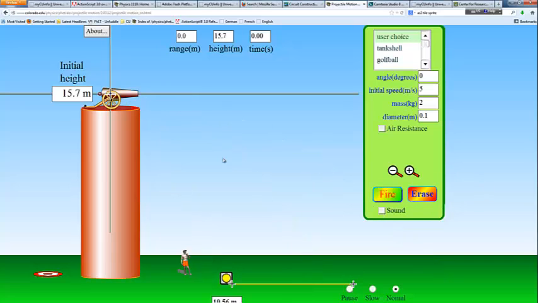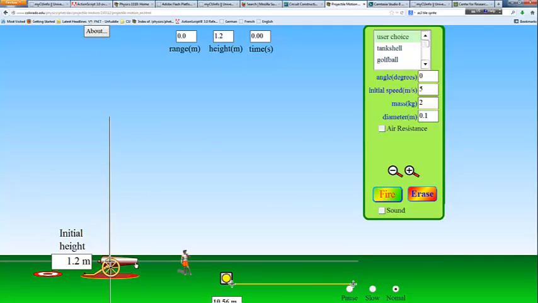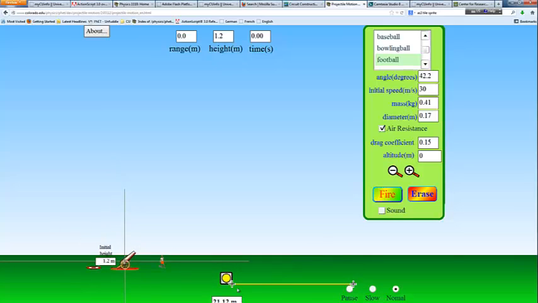Another thing I like to show students with this simulation is the importance of air resistance. Let me turn on air resistance. Let me choose as my projectile a football. And then I'm going to fire the projectile at 30 meters a second, which is about as fast as a professional football quarterback can throw a football. Let me zoom out a little because this ball is going to go a long way. I fire.